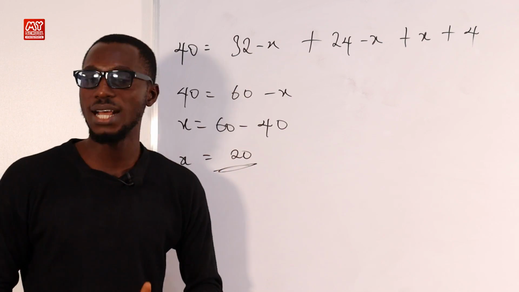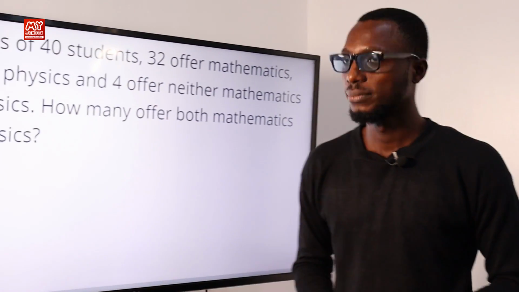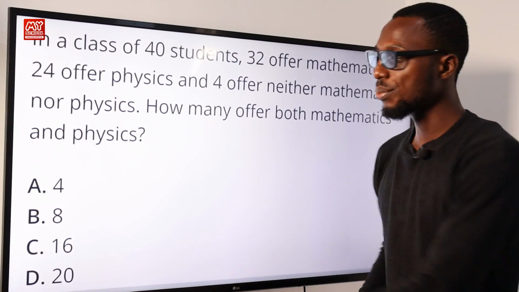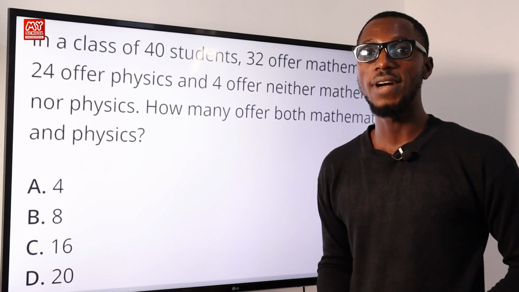Let's go back to the screen and select the correct option. So look through all of these options and you will see option D that carries 20 as the correct option.